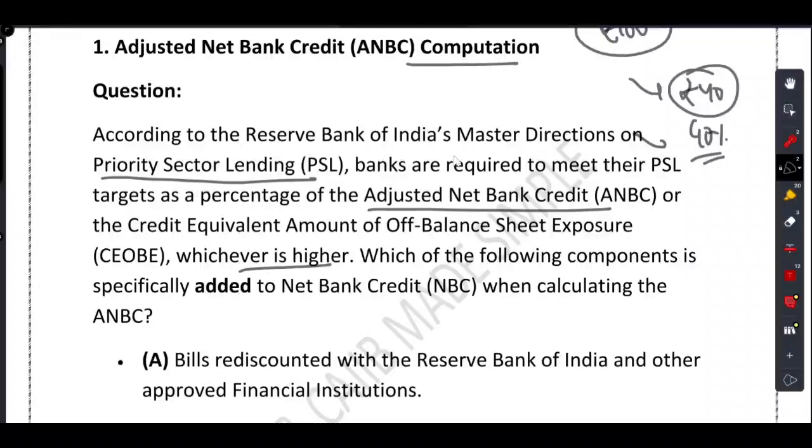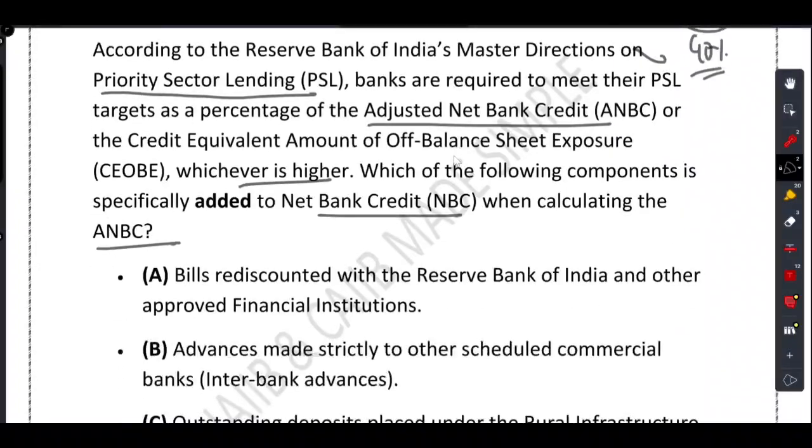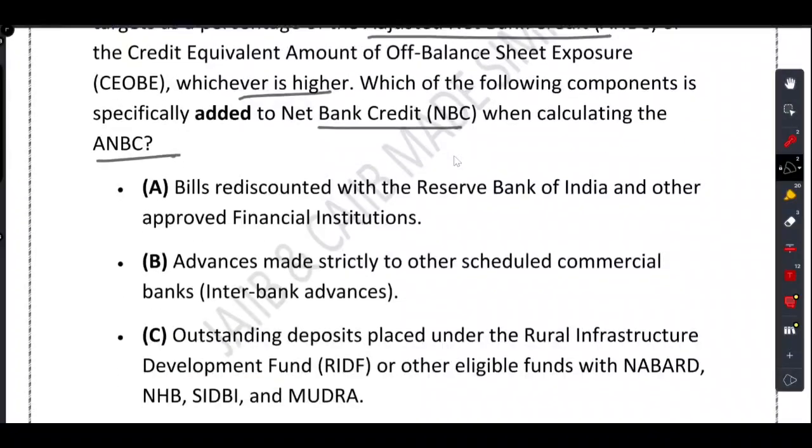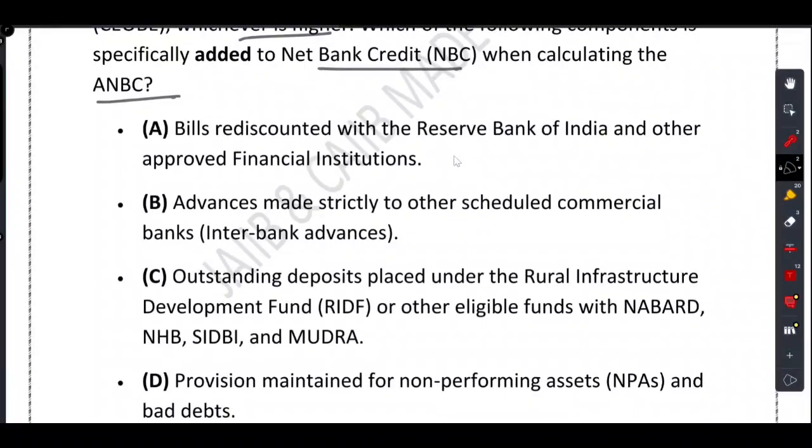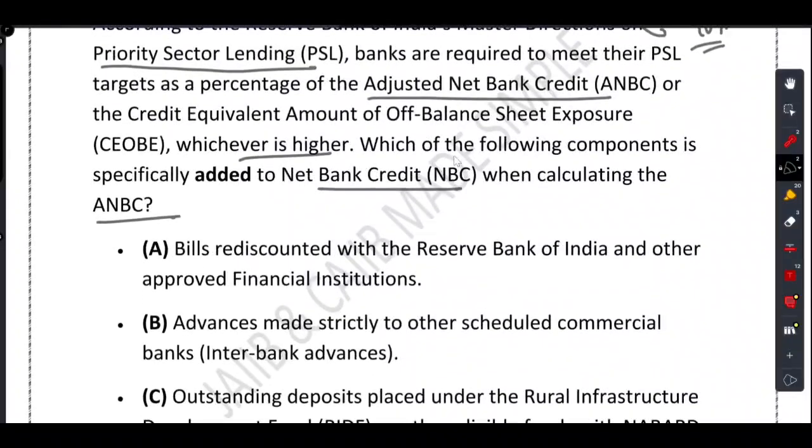Which of the following components is added to the net bank credit when calculating the ANBC? They have given four options, and you have to tell which is added to the net bank credit while calculating ANBC. Option A: bills rediscounted with the Reserve Bank of India. Option B: advance made strictly to other scheduled commercial banks. Option C: outstanding deposit placed under the RIDF or other eligible funds with NABARD, NHB, SIDBI, Mudra. Option D: provision made for non-performing assets and bad debts. So these are the four options they have provided.